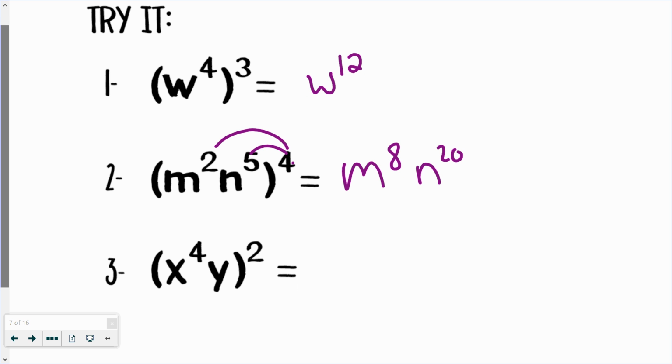And then 3, I have x to the 4th power, y, both to the 2nd power. So I'm going to get x to the 8th power, y to the 2nd, because I multiply.